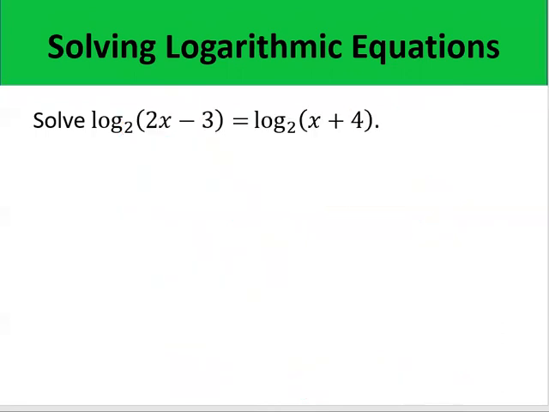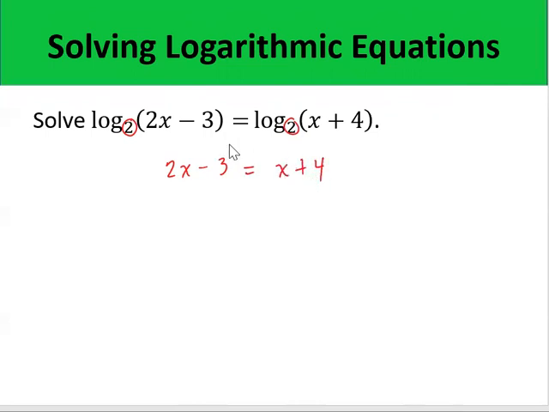Okay, next. Now suppose that we have a logarithmic equation wherein the left side and the right side contain a logarithm of the same base. In this case, we have a logarithm of the same base 2. So the key concept that we can use is the one-to-one property of logarithmic functions. That means we can just equate the parameters 2x minus 3 and x plus 4.